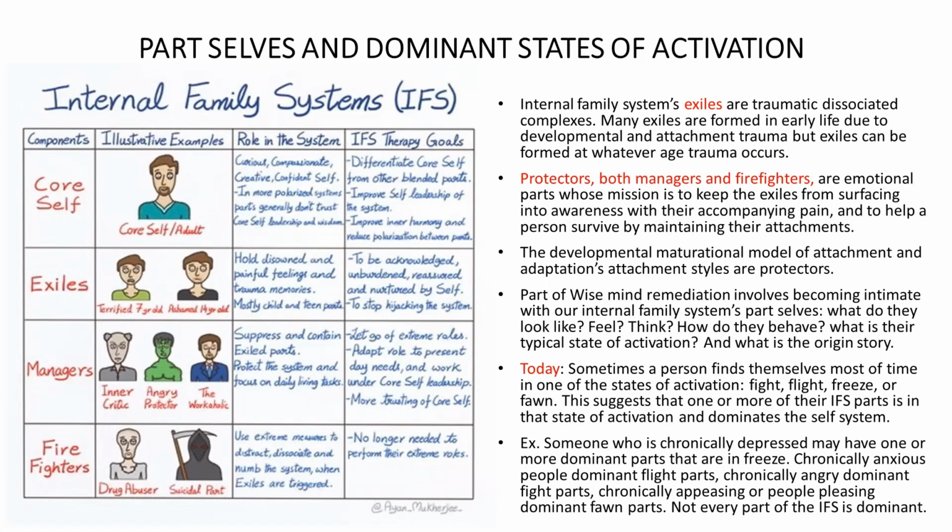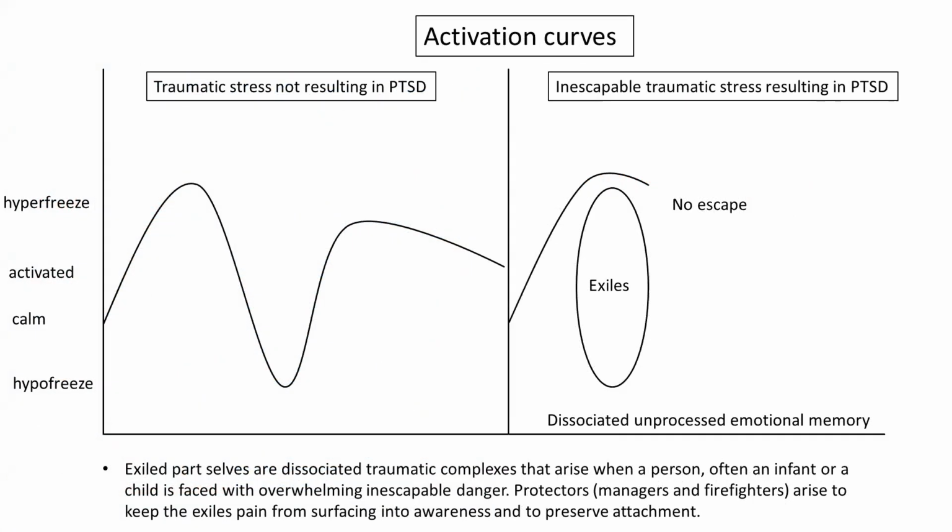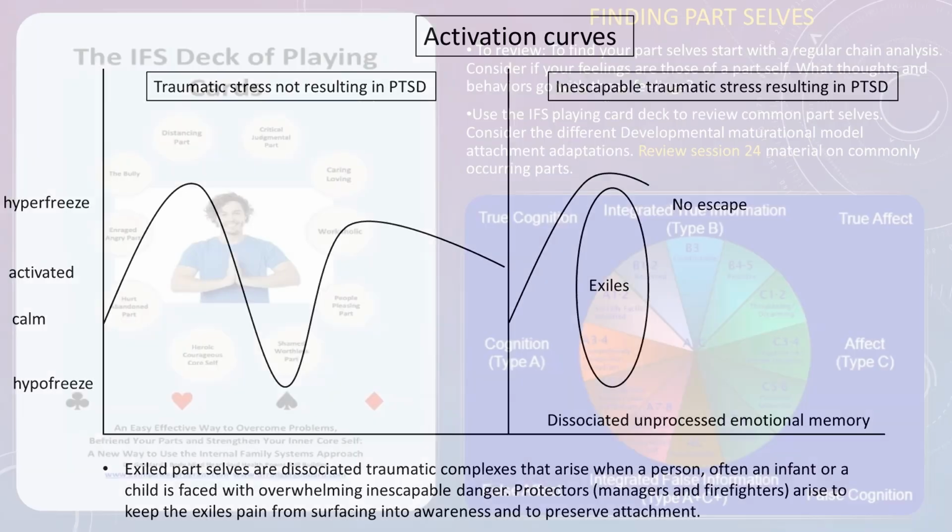For example, someone who is chronically depressed may have one or more dominant parts that are in freeze. Chronically anxious people, dominant flight parts. Chronically angry, dominant fight parts. Chronically appeasing or people-pleasing, dominant fawn parts. Not every part of the internal family system is dominant. Remember that exiles arise from unprocessed traumatic emotional experiences, and that protectors, which can be managers or firefighters, arise to keep the exile's pain from surfacing into awareness and also to preserve attachment.